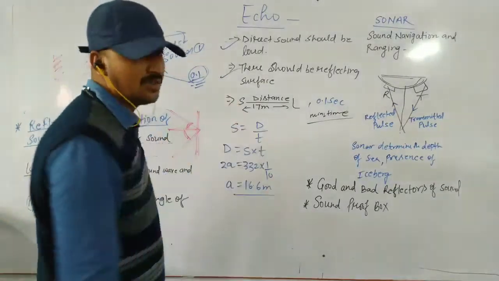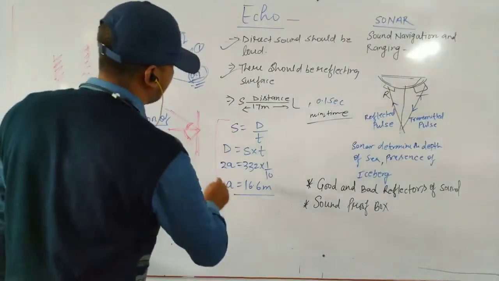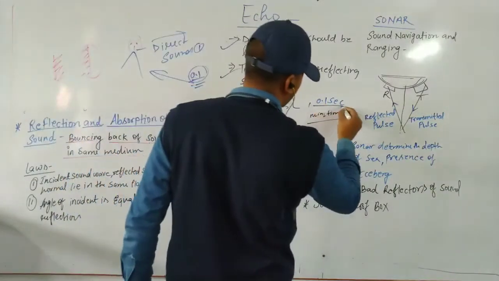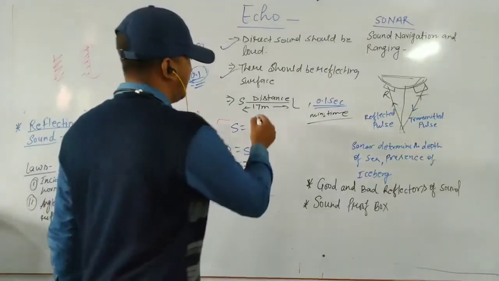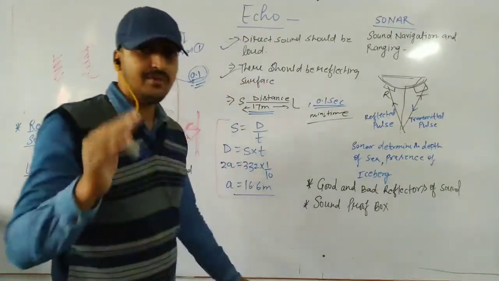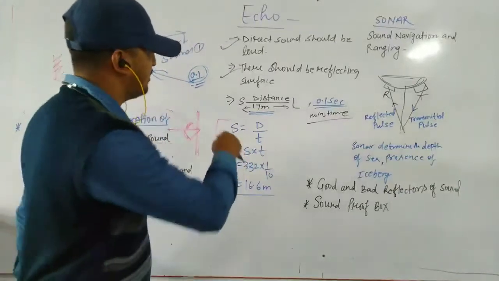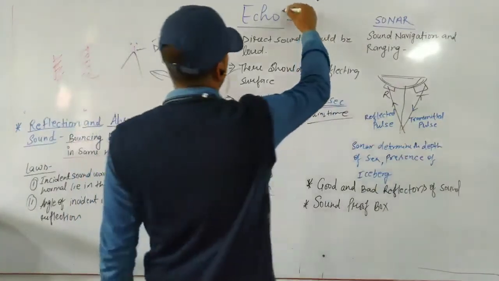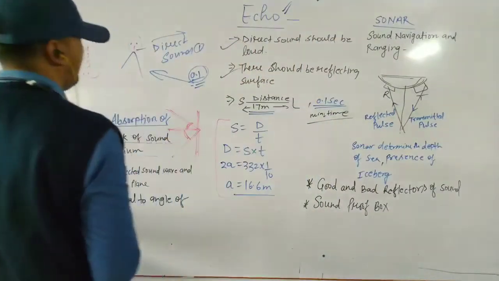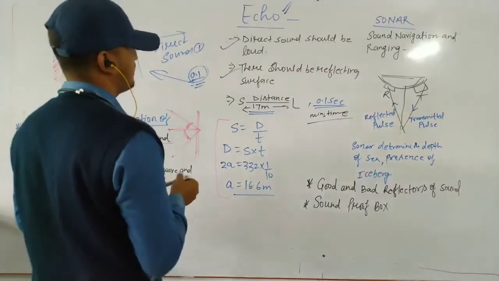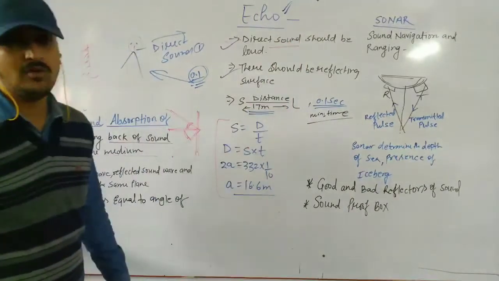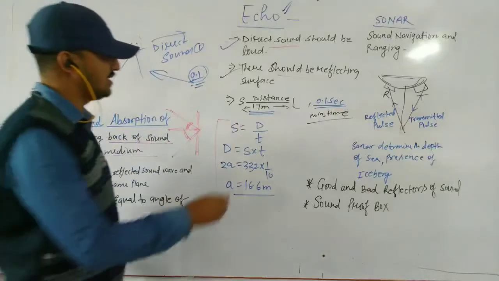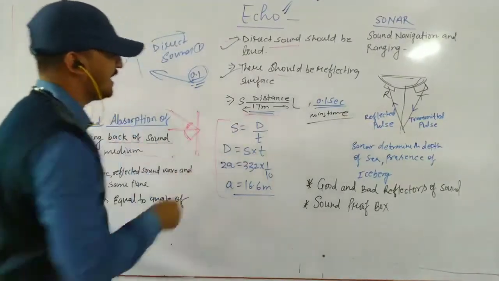And the last one is distance. We shall calculate this distance, but one thing we have to remember: at least 0.1 second time lapse is required, and distance 17 meter. If a room has an area in which the distance is 17 meter, then only we can listen to echo of sound. So these are the major conditions required to listen to echo of sound. First, direct sound should be loud. Second, it should have a reflecting surface. And the last one is distance. So we can calculate this distance.